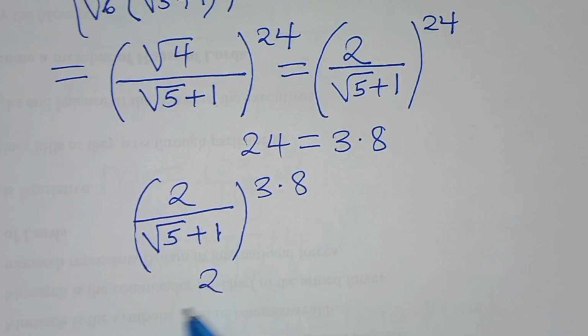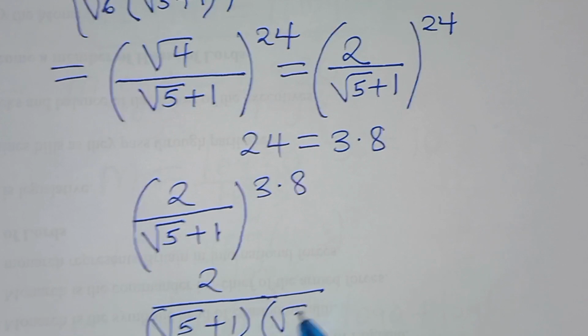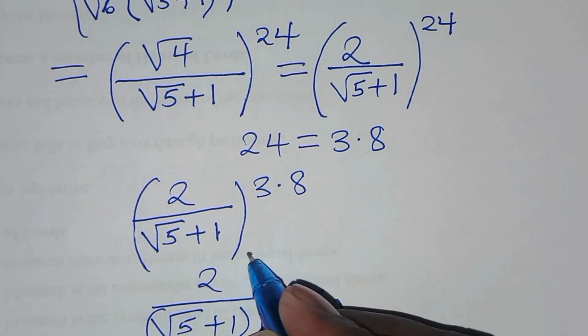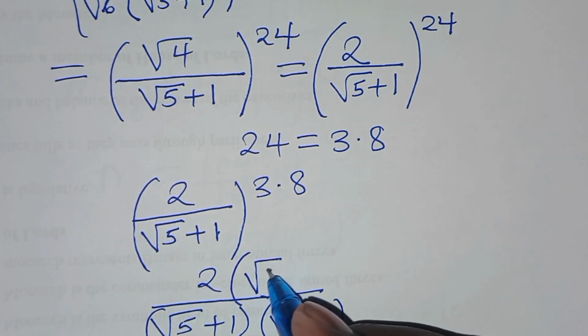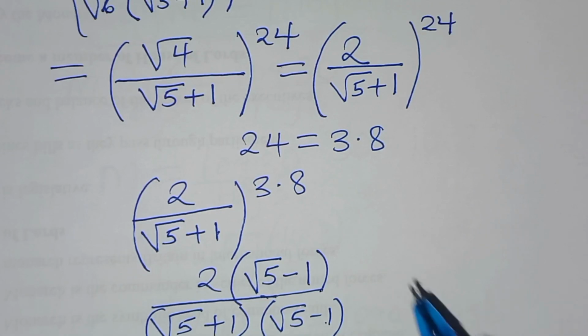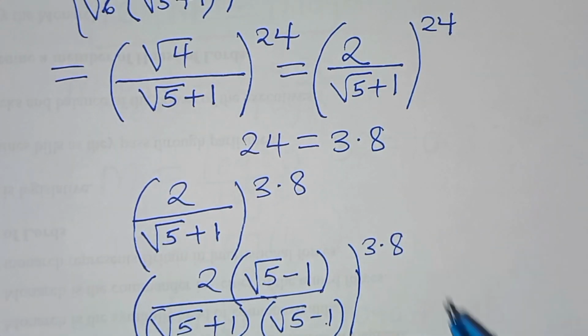So let's rationalize the denominator by introducing a conjugate, which is square root of 5 subtract 1, on the denominator. And you do the same in the numerator by introducing the conjugate, which is square root of 5 subtract 1. All this raised to power 3 times 8.